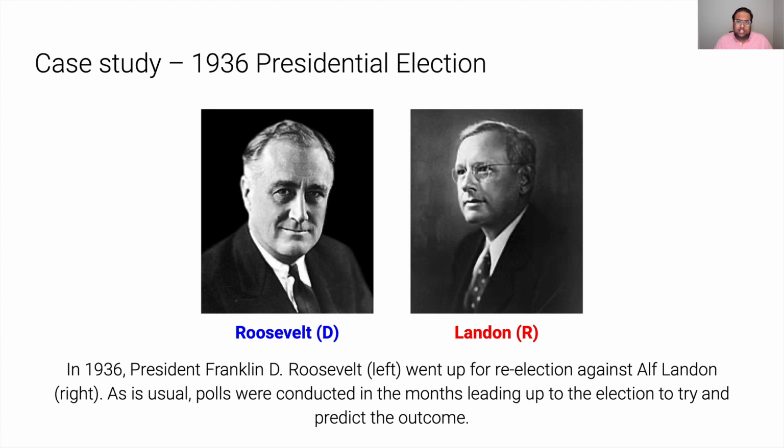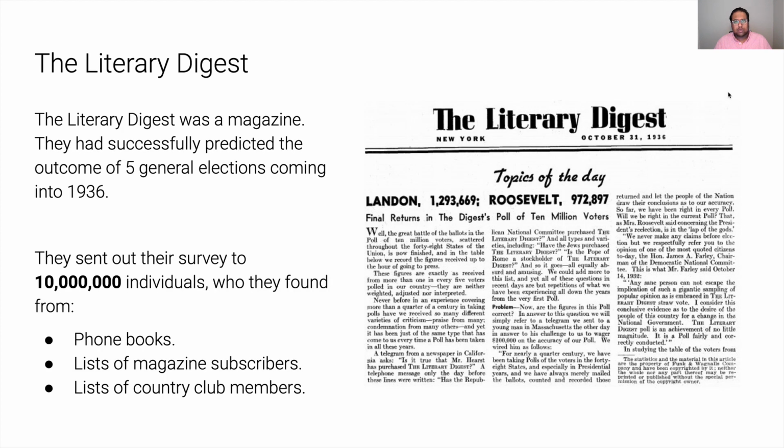In the 1936 US presidential election, Franklin D. Roosevelt, who was the sitting president, and he was a Democrat, that's him here on the left, went up for re-election against Alf Landon, who was a Republican, here on the right. And, as per usual, polls tried to predict the outcome of the election in the months leading up to it. The Literary Digest was a magazine, and they were pretty reputable. They had successfully predicted the outcome of 5 general elections coming into 1936, so they were pretty good at predicting who was going to win.